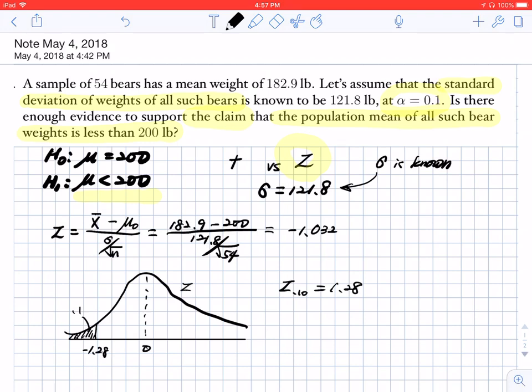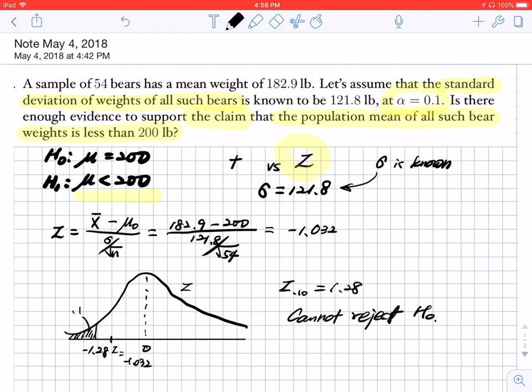So the corresponding critical value is negative 1.28, and our test statistic is negative 1.032. Somewhere here, our test statistic Z is equal to negative 1.032. So we cannot reject the null hypothesis, because this test statistic Z does not belong to the rejection region. So we cannot reject the null hypothesis. Pretty much done.